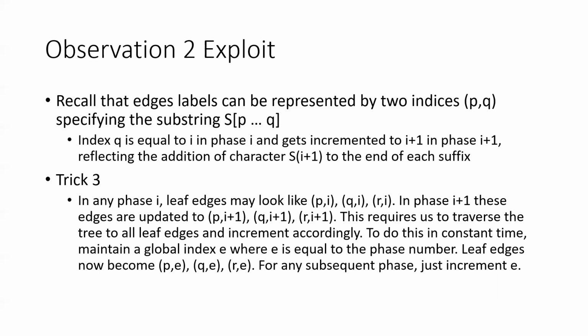So to do this in constant time, we can just keep a global index e, where e is equal to our current phase number. And then we label our leaf edges as (p, e), (q, e), (r, e), right? So whenever we enter a new phase i+1, i+2, whatever, instead of literally traversing the tree and looking for every single leaf edge, why not just increment e by 1, which automatically takes care of all the leaves? So now we have a mechanism to update all the leaf edges in constant time. We are even closer now to getting a constant time algorithm for a suffix tree.